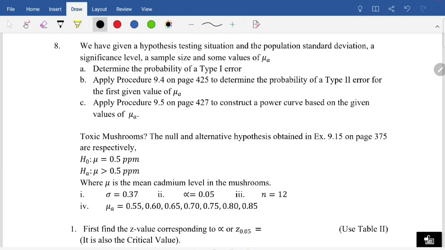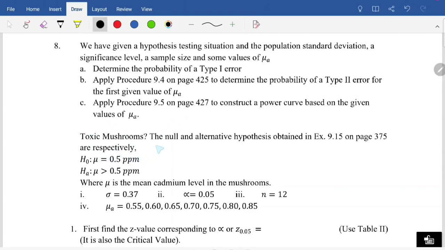All right. So it says here we have a given hypothesis testing situation and the population standard deviation, a significance level, a sample size, and some values of an alternate mean. Mu sub A stands for alternate mean. So the first part asks us to determine the probability of a type 1 error, and then part B says determine the probability of type 2 error for the first given value of mu sub A, again the alternate mean. And then C says to construct a power curve, but we will just calculate the power for the particular alternate mean we are working with.